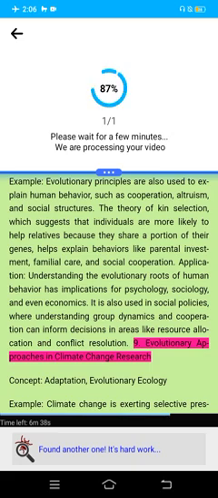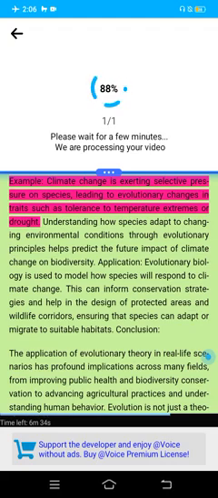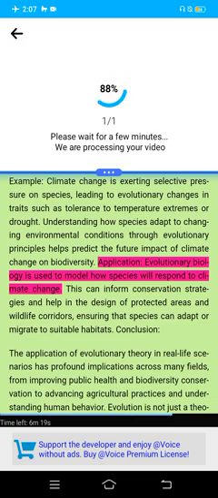9. Evolutionary approaches in climate change research. Concept. Adaptation, evolutionary ecology. Climate change is exerting selective pressure on species, leading to evolutionary changes in traits such as tolerance to temperature extremes or drought. Understanding how species adapt to changing environmental conditions through evolutionary principles helps predict the future impact of climate change on biodiversity. Application. Evolutionary biology is used to model how species will respond to climate change.